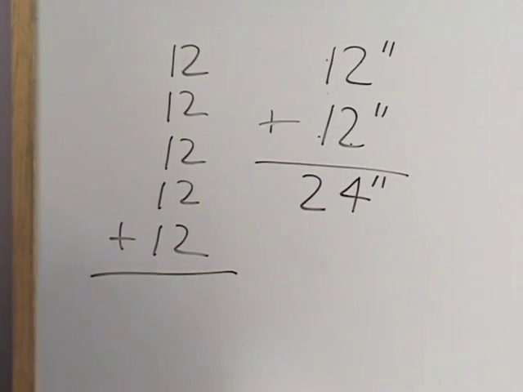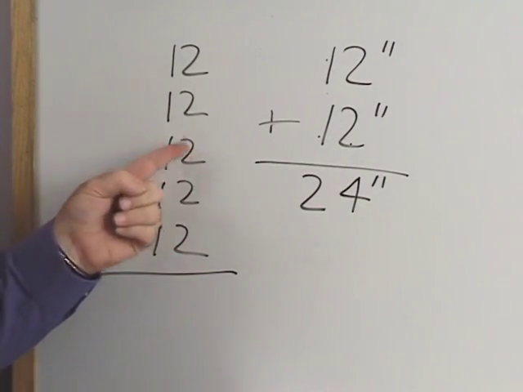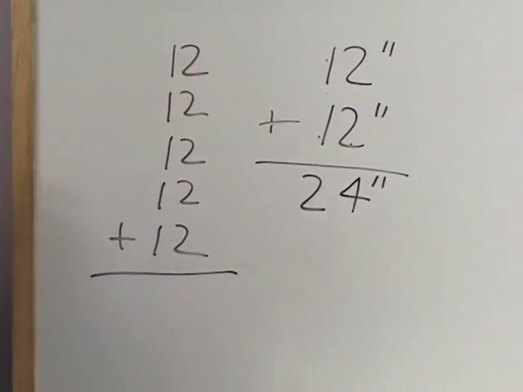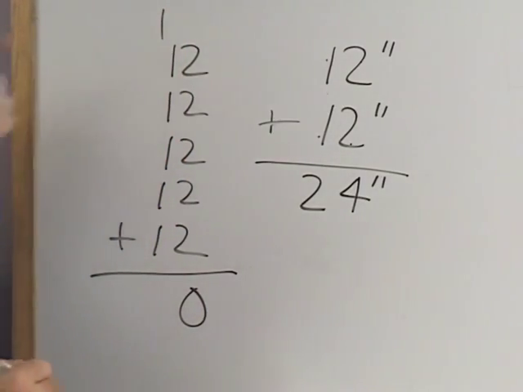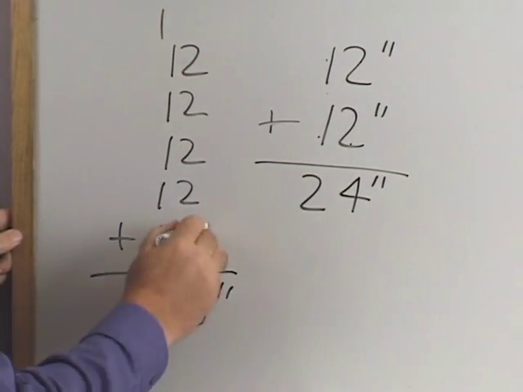Goodness, why are we adding? We could be skip counting, couldn't we? 2, 4, 6, 8, 10. So we put a 0 here, put a 1 up here. 1, 2, 3, 4, 5, 6, 60 inches.